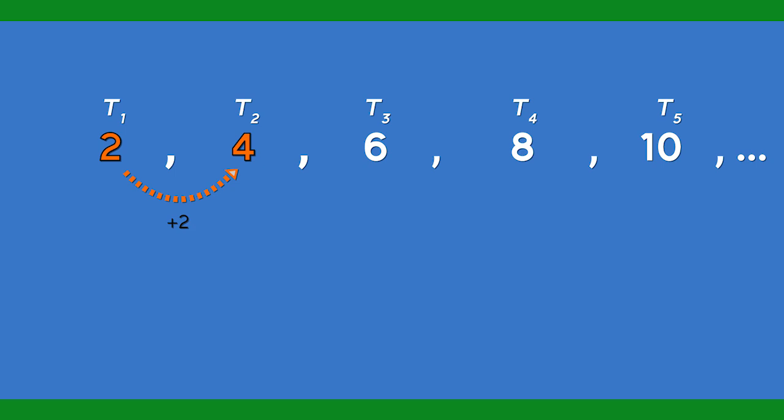How about the next term? What must we add to 4 to get 6? We add 2 to 4 to get 6. How about the next few terms? We say that the pattern for this number sequence is that each term is 2 more than the term before it, or previous term. To get the next term, we add 2 to each term.